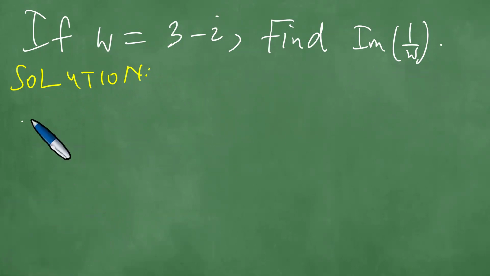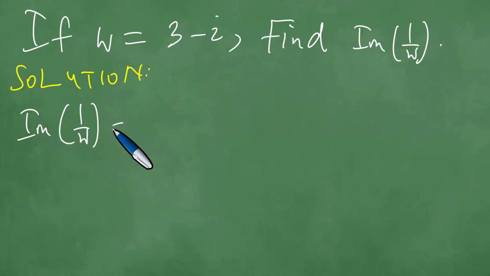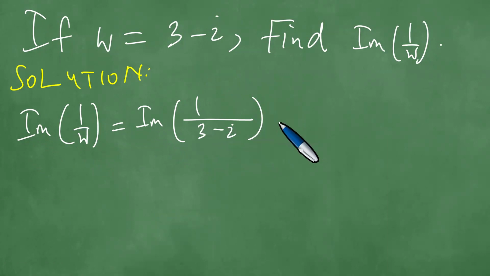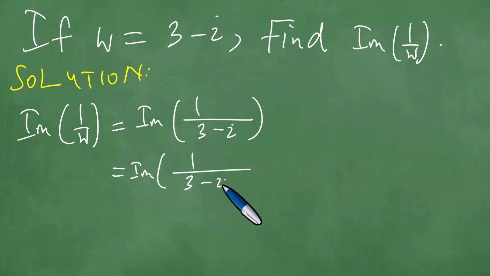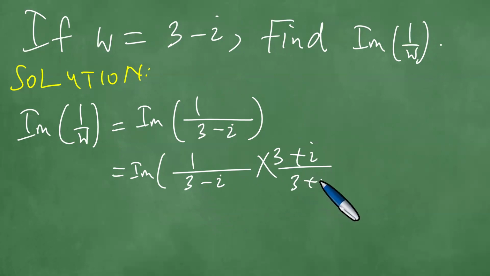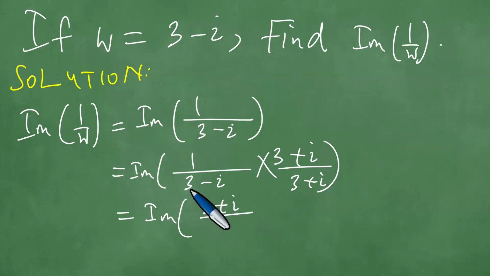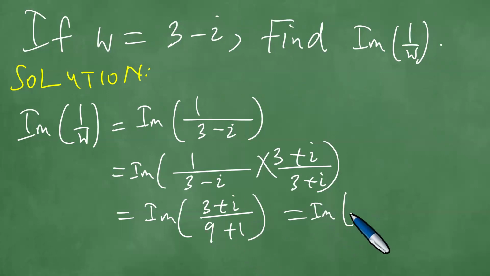Now let us look at this. To find the imaginary part of 1 over w, where w is 3 minus i: we perform complex conjugation on the 3 minus i, getting 3 plus i, and we divide by the same thing, so this is multiplying by the conjugate. The numerator will be 1 times 3 plus i, and the denominator is 3 times 3, which is 9. This is like a difference of two squares: the minus i and the plus i together give us a 1, so the denominator is 10, and we have 3 plus i divided by 10.